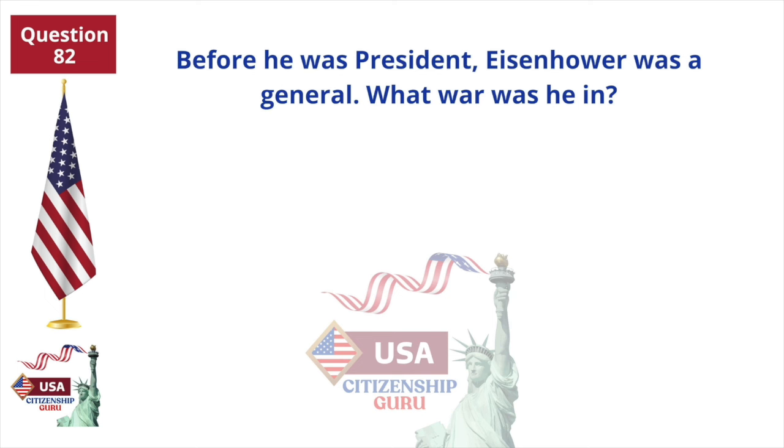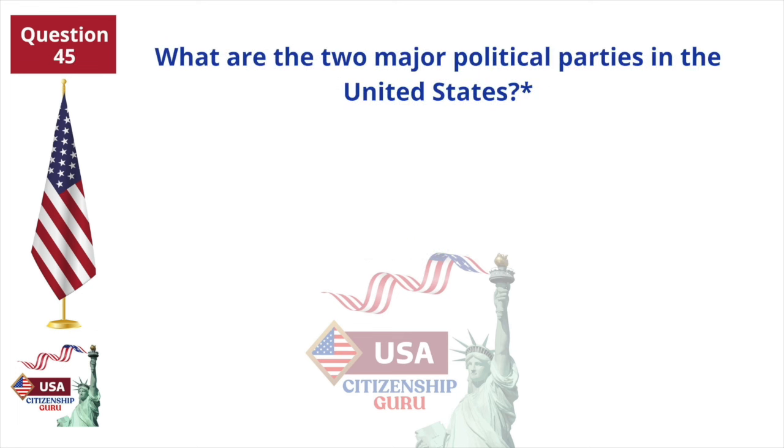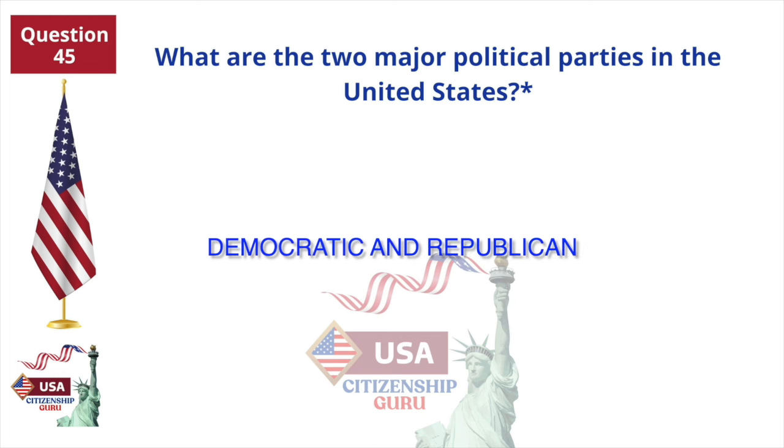Before he was president, Eisenhower was a general. What war was he in? World War II. What are the two major political parties in the United States? Democratic and Republican.